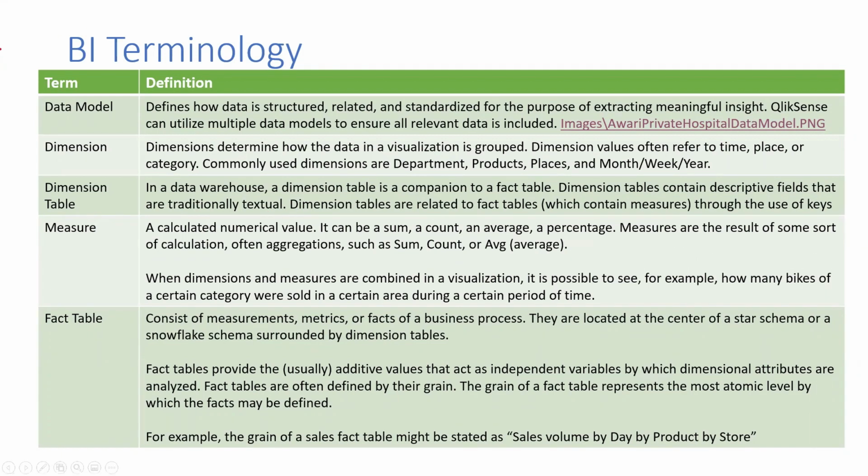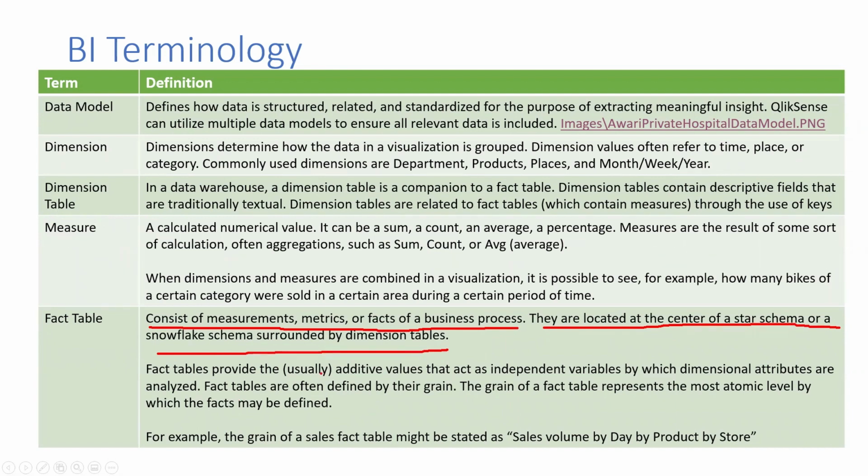Because you cannot have a chart which is like product ID and sales. People might not be able to understand. You have to give product name and sales. So normally when you're pulling a dimension, it comes from a dimension table, and it is normally a categorical feature, whereas a measure normally comes from your fact table, and it is normally a numerical feature. A fact table consists of measurements, metrics, or facts of a business process. They are located at the center of a star or snowflake schema, surrounded by dimension tables.